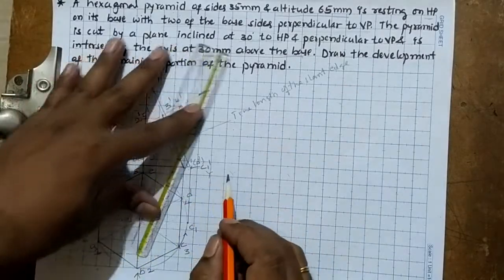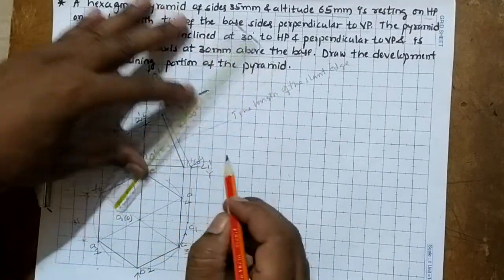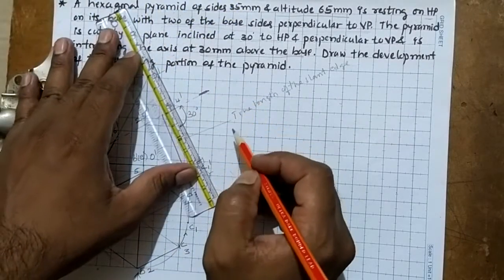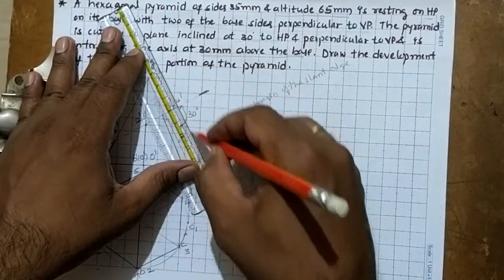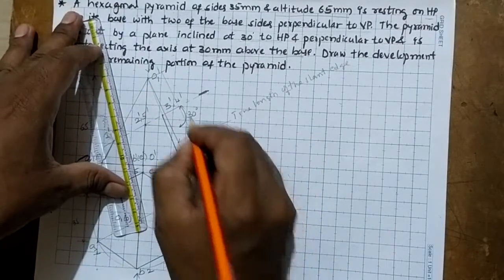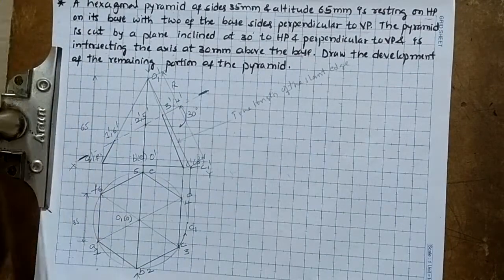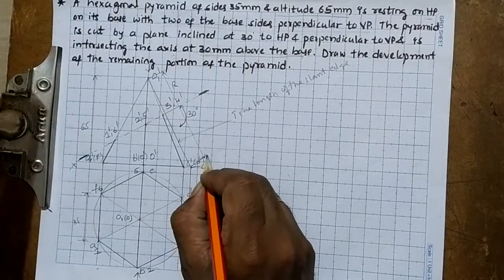I will write this length as R, or you can measure the length of this slant edge and write it. Simply I write this length of the slant edges as R, okay, R.